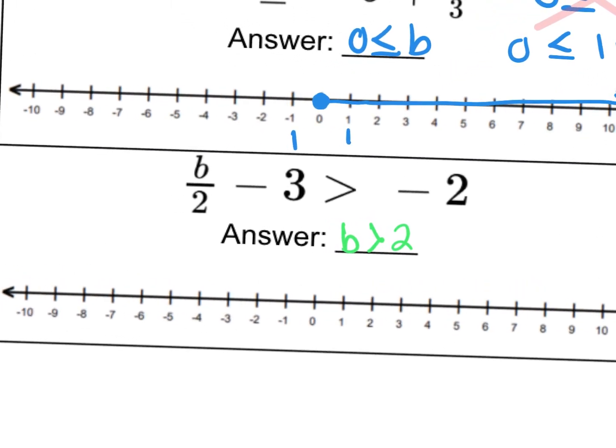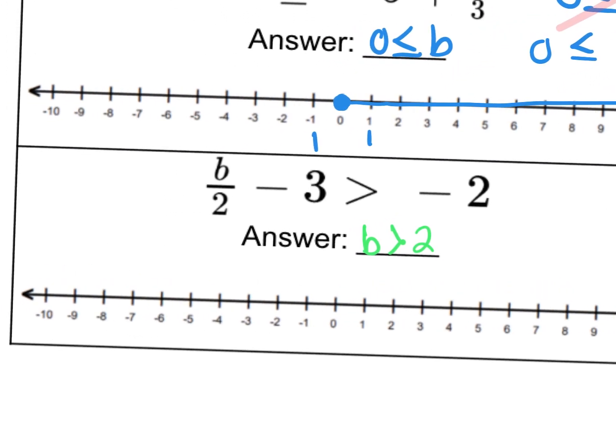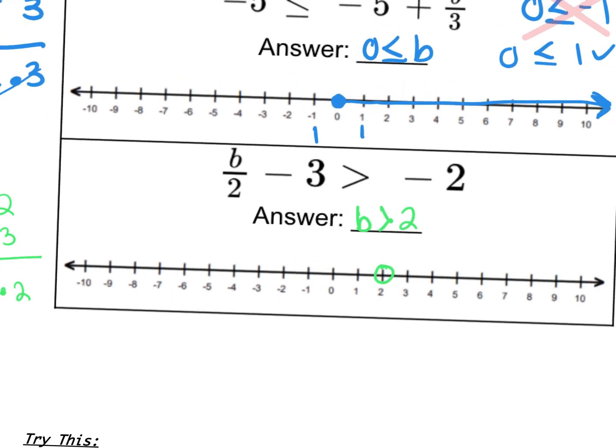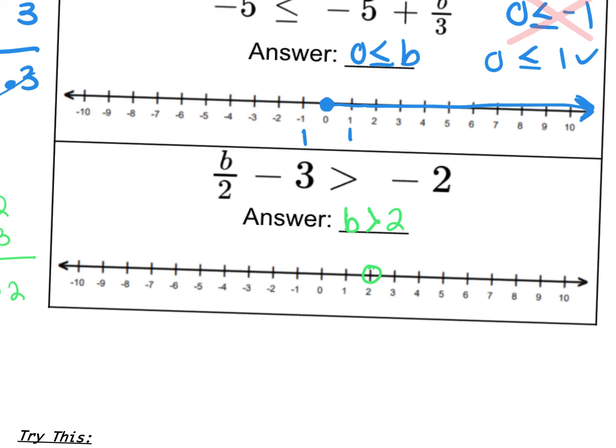So now let's graph that. Well, it's only a greater than sign, so we're not going to do a filled-in circle at 2. We'll do an open circle, and we need to know the b's have to be greater than. Well, we have 1 on this side, and we have 3 on that side. Which one is greater than 2? This one right here. So all the numbers to the right.